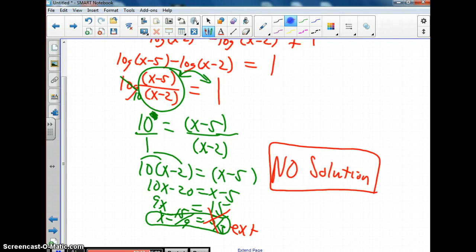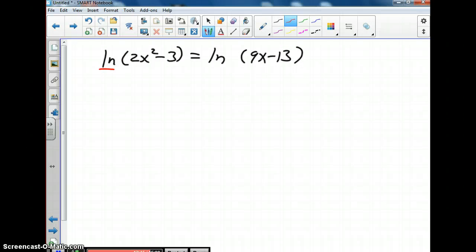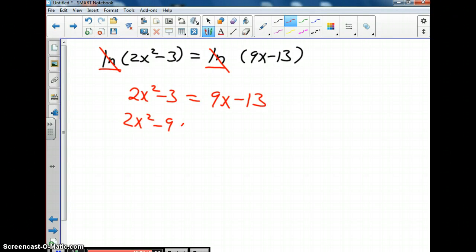Okay, we got the natural log of this thing and the natural log of this thing. So does it make sense if I just drop these off? I just write this down: 2x squared minus 3 equals 9x minus 13. The natural logs just drop off. Now it's quadratic, so what do you have to do? Set it equal to 0. So that's 2x squared minus 9x plus 10 equals 0.